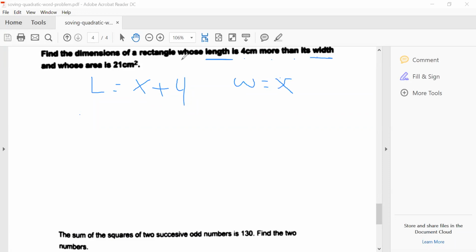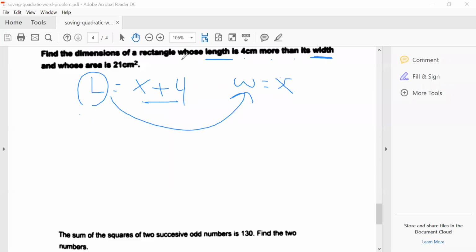So the width is the smaller one, like Hanan and Hatem. Hanan was x because Hanan is smaller than Hatem, and Hatem was older than Hanan by 4. Here it's the same. The length is more than the width by 4, so the length will be x plus 4 and the width is x.